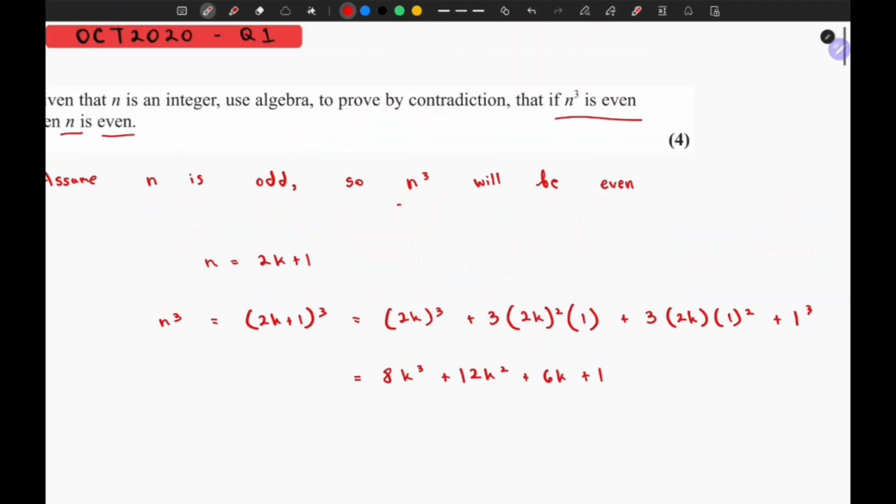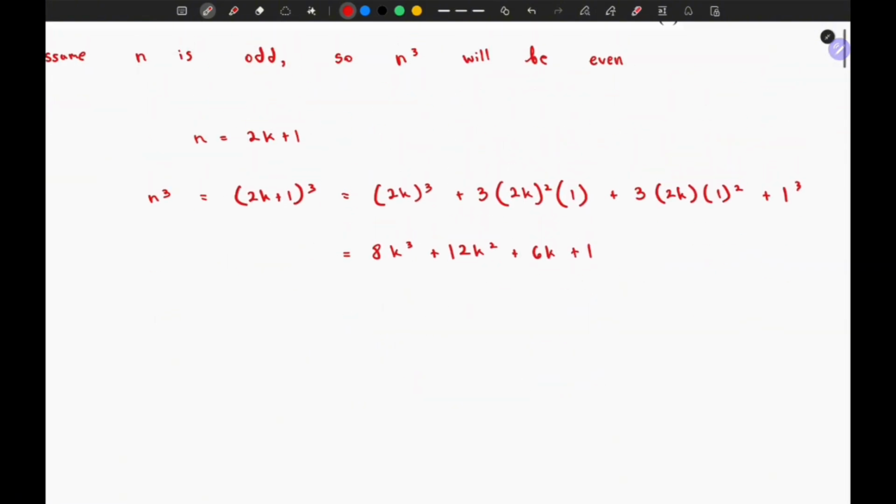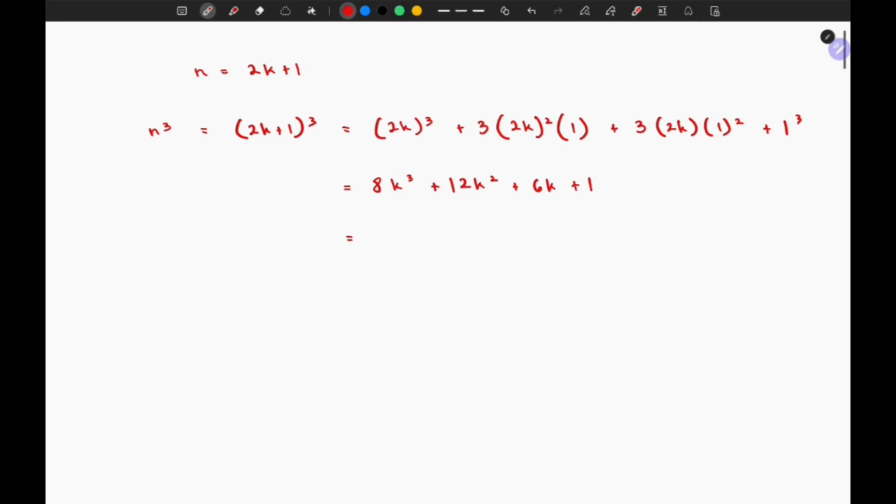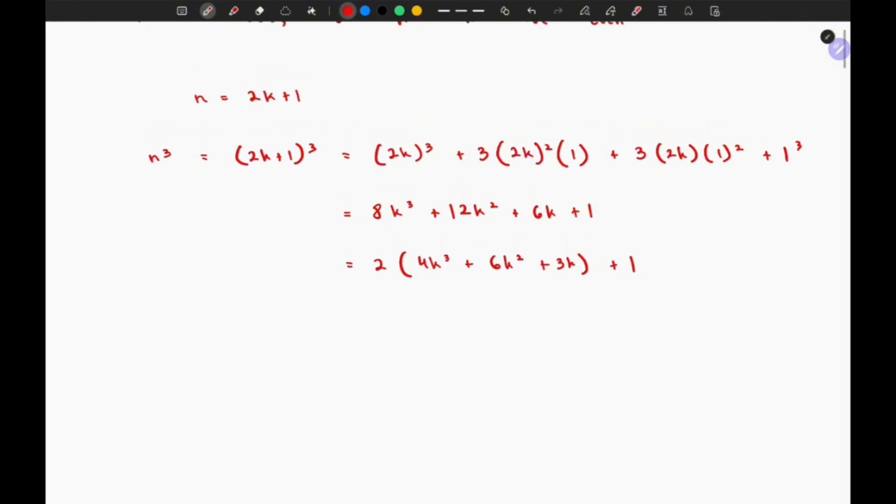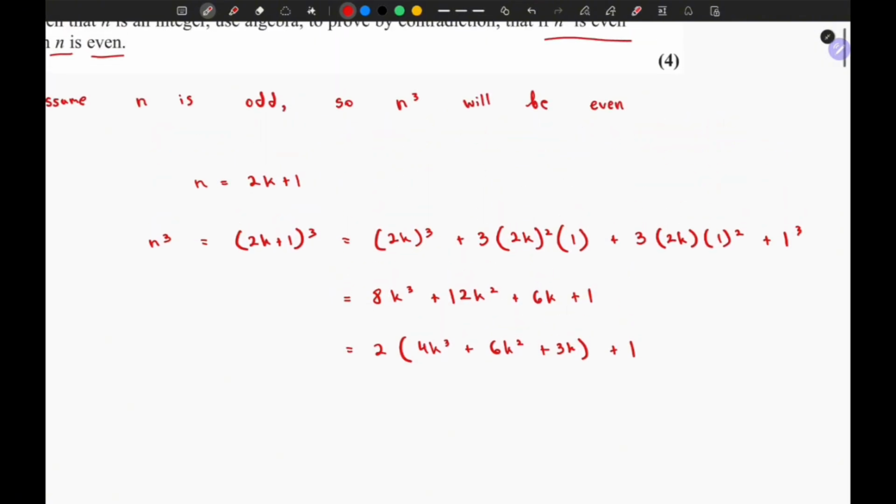Now if n cube is even, which means you can divide it by 2, because even numbers are always divisible by 2. So if we take 2 common from this part, this will give us 4k cubed plus 6k square plus 3k. And we have plus 1 at the end of the expression. Now as you can see, only this expression can be divided by 2. There is a plus 1 at the end of it, so this contradicts our assumption, that n cube will not be even.